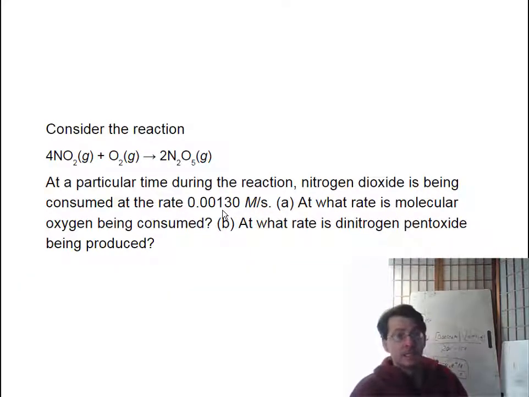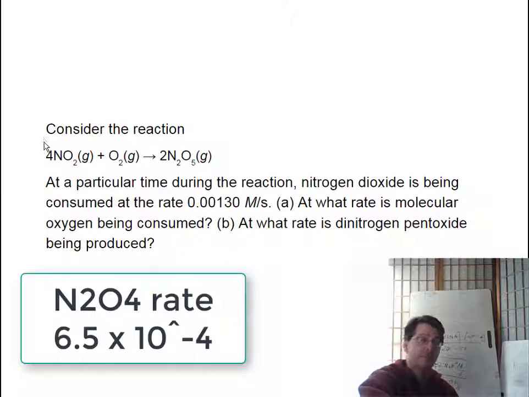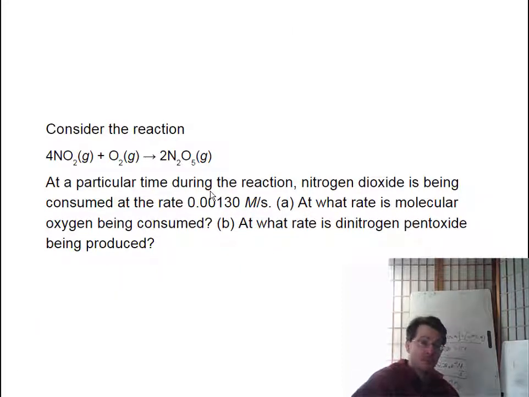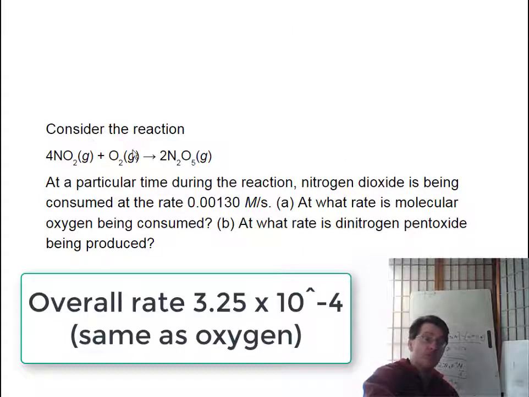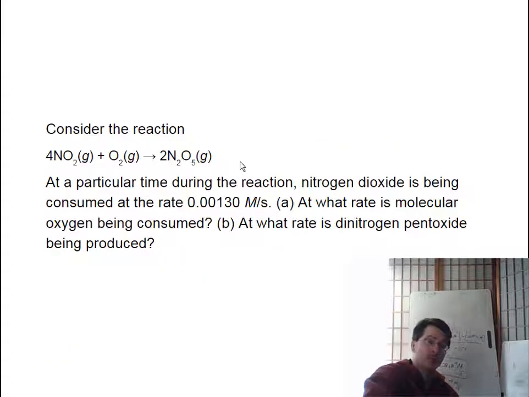Okay. And what rate is the nitrogen dioxide being produced? Well, it'd be twice, half that. So for every 4 of these, you make 2 of those. The overall rate of the reaction would be whatever this was divided by 4, because with respect to nitrogen dioxide. If you do the calculation for each of these, you'll see that they all produce the same exact rate of consumption overall for the reaction.